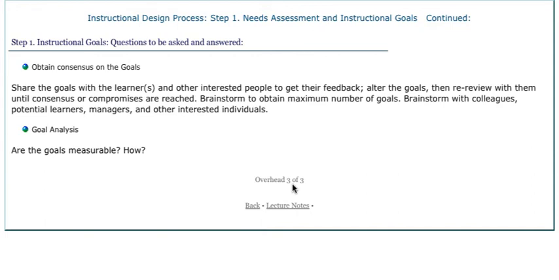Goal analysis is thinking about, are the instructional goals or the instructional goal measurable, and how? This is usually not going to be a quantitative measure. It's usually going to be a qualitative measure, something along the lines of, are they doing a better job? Are they getting better evaluations from their learners? Did they earn a raise? Are they more cheerful and more positive in their attitude? Those are the kinds of things that are measurements of instructional goals being met.